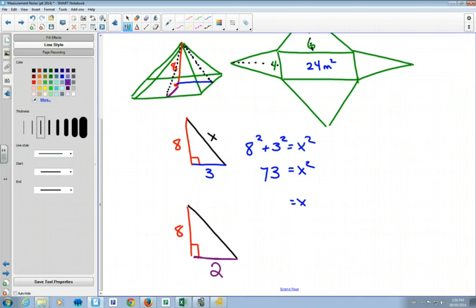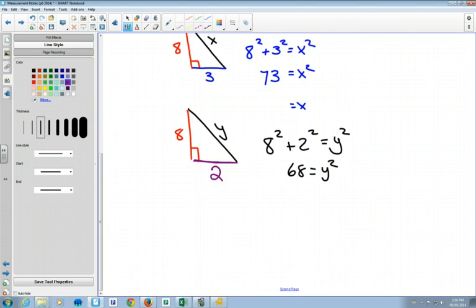When I'm doing a question with more than one thing that I'm figuring out, I'm going to choose a different letter. Are you okay with y this time? So now 8 squared plus 2 squared would equal y squared. And this will be 64 plus 4, 68 equals y squared. And so y will equal the square root of 68.